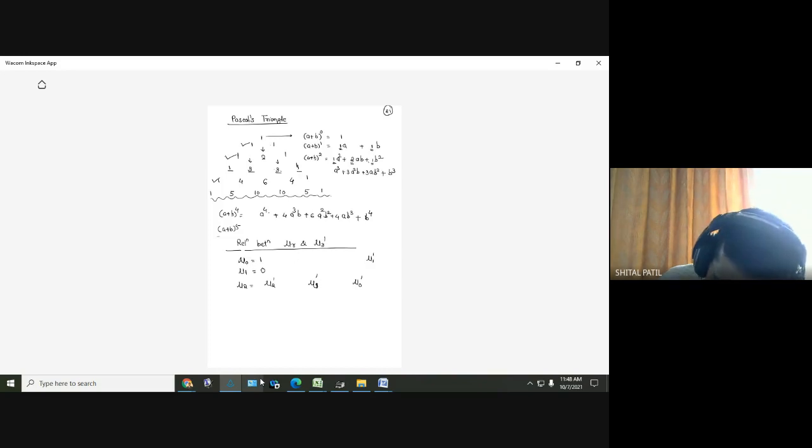Okay, so mu1 dash raised to 0, then mu1 dash raised to 1, then mu1 dash raised to 2. Then we want to decide the coefficient. 2 is there, so here we have 2. The coefficients are by Pascal's triangle: 1, 2, 1. Alternate plus minus sign, so plus, minus, plus.